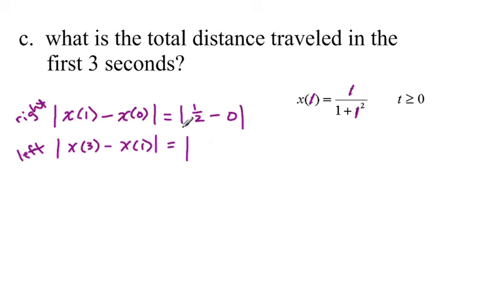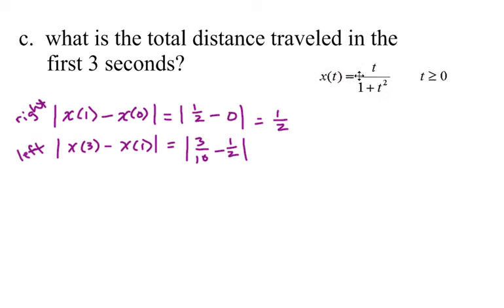And I've already done 1, so there's the 1/2, and I need to do 3 now. So let's plug in 3. So x of 3, I plug in 3 here and 3 here, and I can see I'm going to get 3/10. 3/10 minus 1/2. All right, so this first subtraction is easy, just 1/2. I'm going to get this out of the way. It's going to get a little crowded here.